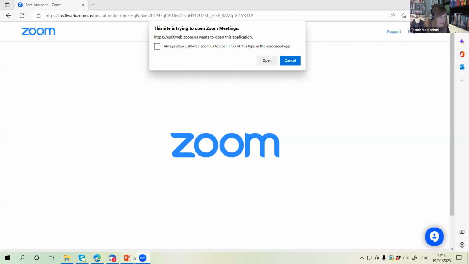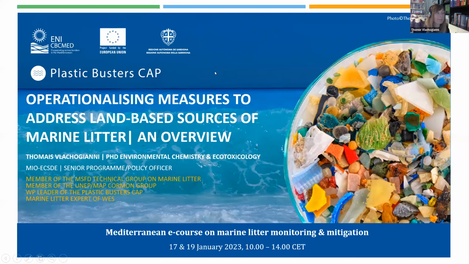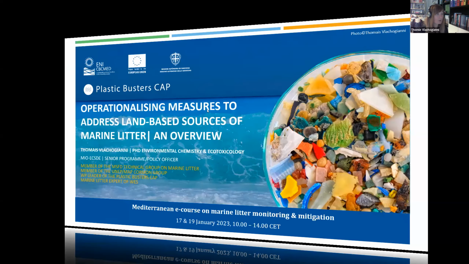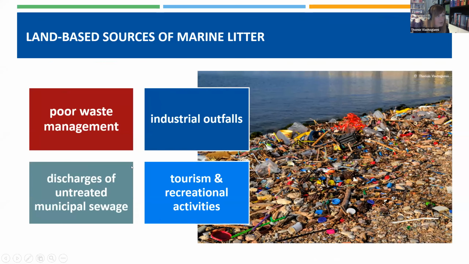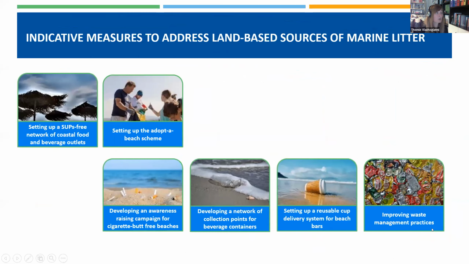part where we will be discussing, let me share my screen, the land-based sources of marine litter. And hopefully you are seeing my screen. Okay. And by land-based sources, we refer to poor waste management practices, industrial outfalls, discharges of untreated municipal sewage, and tourism and recreational activities. And of course, there is a wide range of measures to address this kind of sources, among which setting up a single-use plastics-free network of coastal food and beverage outlets, setting up the Adopt a Beach scheme, which is more of a participatory science and awareness-raising activity.